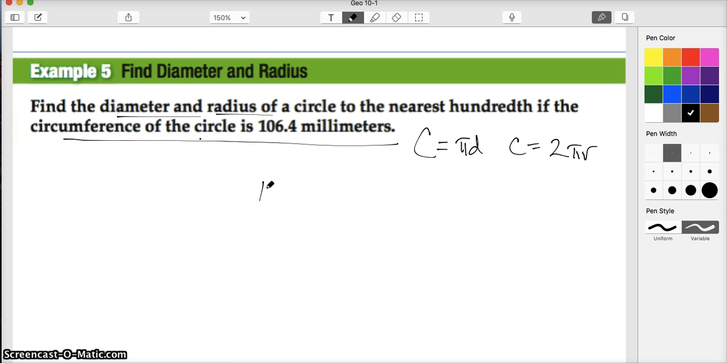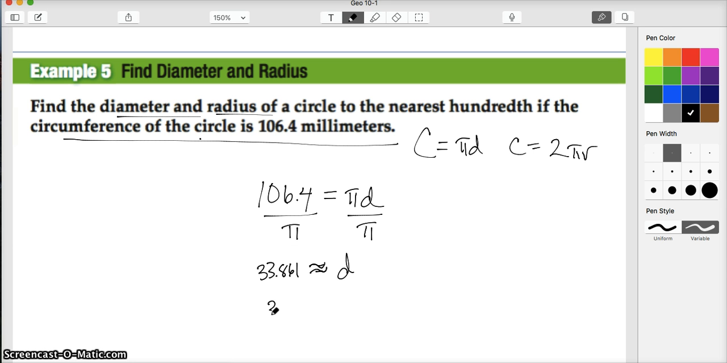Well, we're going to take the circumference, which is 106.4, and substitute it in for C, the circumference. And then we're going to calculate the diameter. I'm not going to use both of these formulas. I'm just going to calculate the diameter and then use the diameter to find the radius. So I'm going to make it calculator ready: 106.4 is equal to pi times the diameter. Divide both sides by pi, and I'll have the diameter. My calculations have that the diameter is equal to about 33.861, and they asked us to do it to the nearest hundredth.